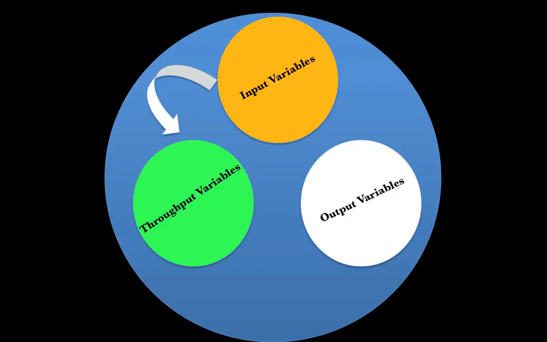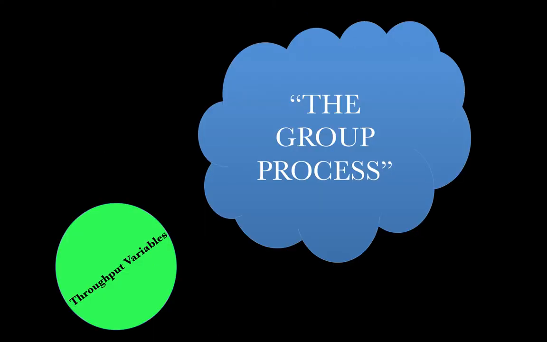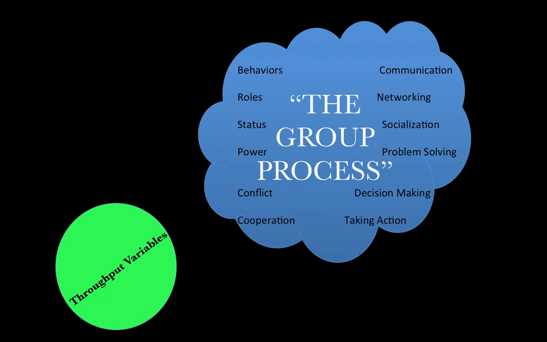All right? So these input variables contribute to throughput variables, which I think are a little easier to understand because really throughput variables are the group process. It's how the system or the group actually functions and how it transforms inputs into outputs. This is the middle ground. It is the process. So these can be many things like group behaviors, roles, status, power, conflict, cooperation, communication, networking, socialization, problem solving, decision making, taking action.